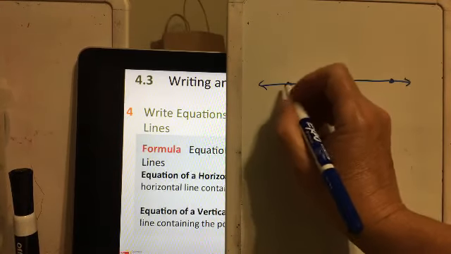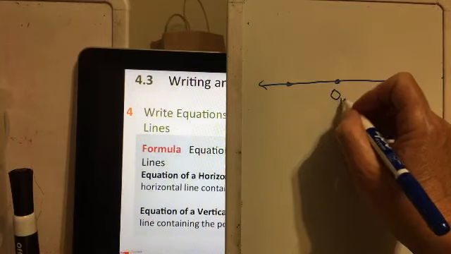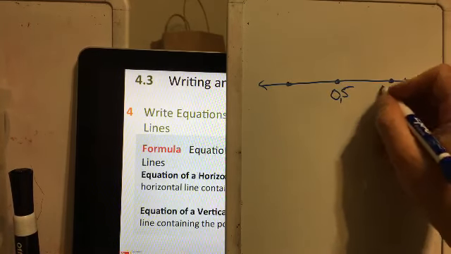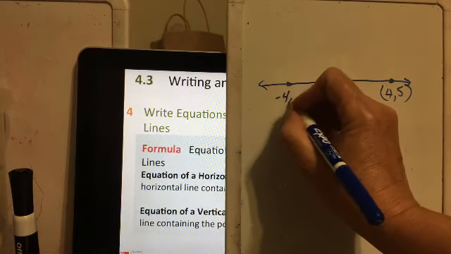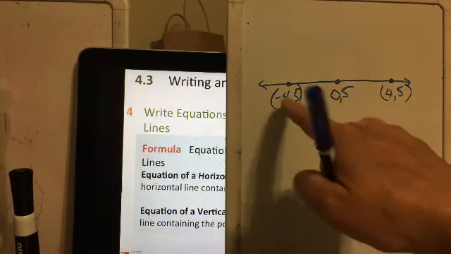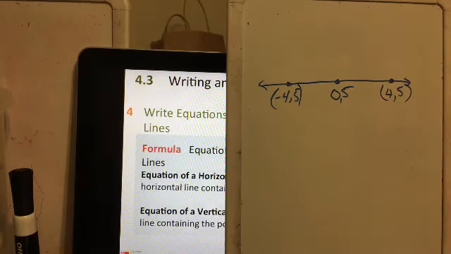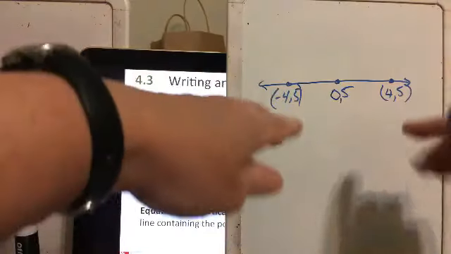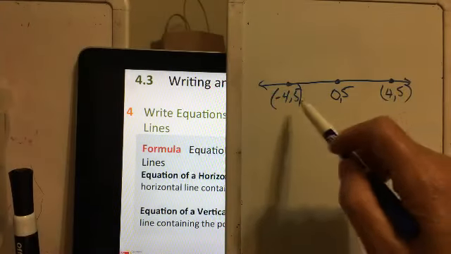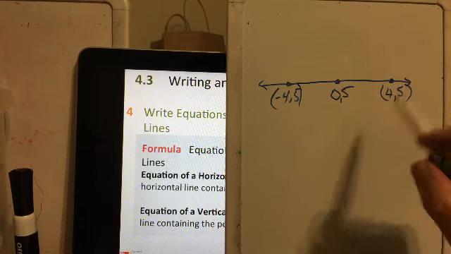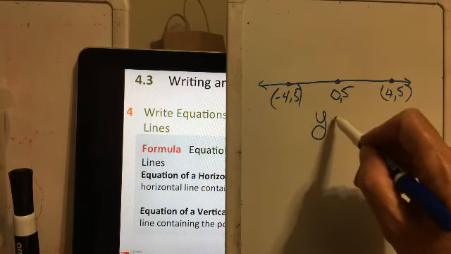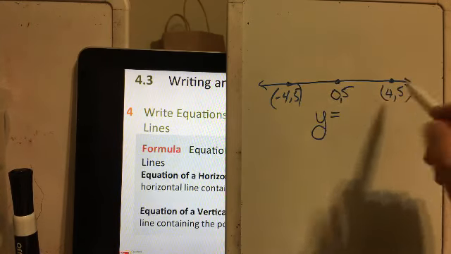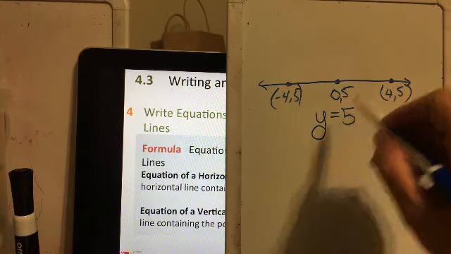Okay, so this point might be (0, 5), and then this point might be (4, 5), and (-4, 5). Remember, the y is the height of the line. So if you have a horizontal line, aren't all the points at the same height? So since the y's are all the same, this is a y line. All of the y's equal 5, so this is a y equals 5 line.